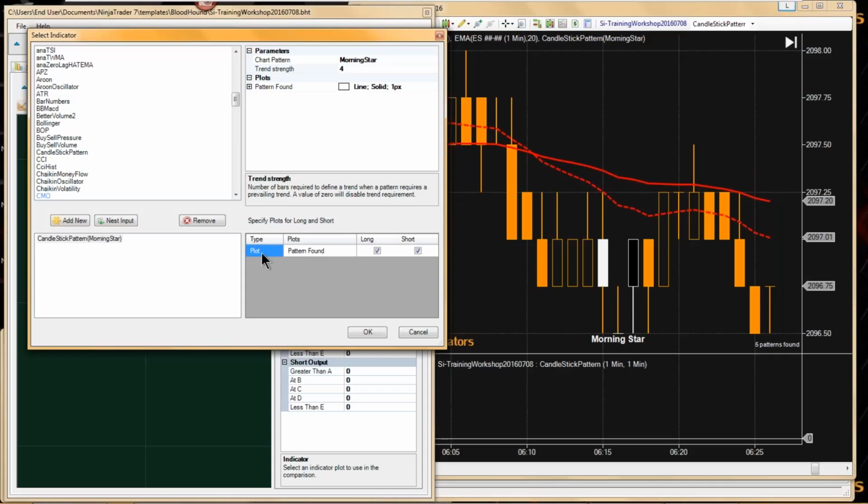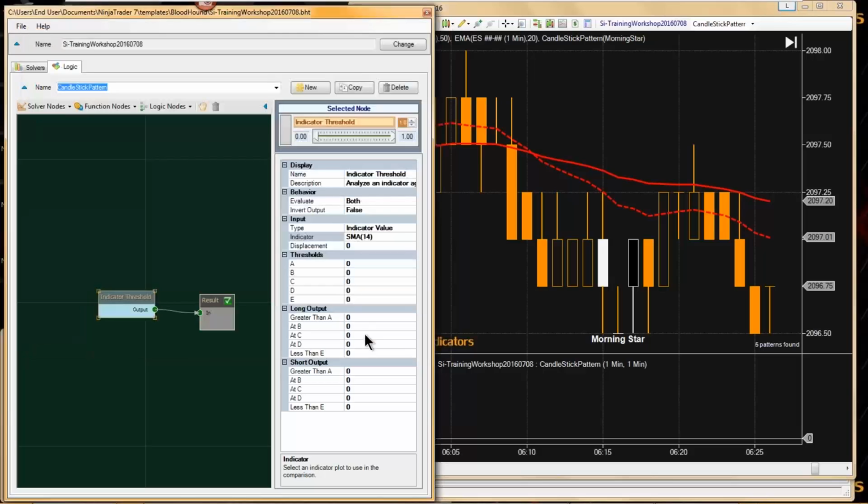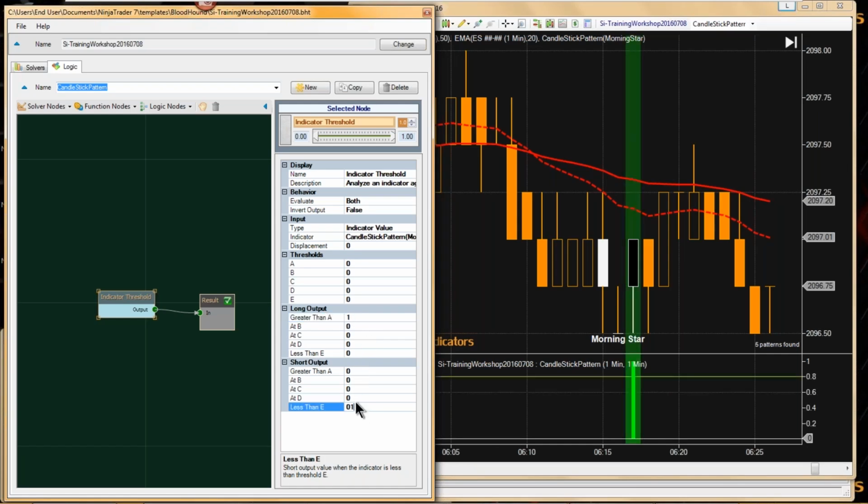It might be a data series instead of a plot, or it could be a bull series. But hopefully you have something that says pattern found, or signal, long signal, short signal. You can click OK. And then for the outputs, typically you want to do this: for the long, you want greater than A, and for the shorts, you want less than E for your outputs. And there we go.